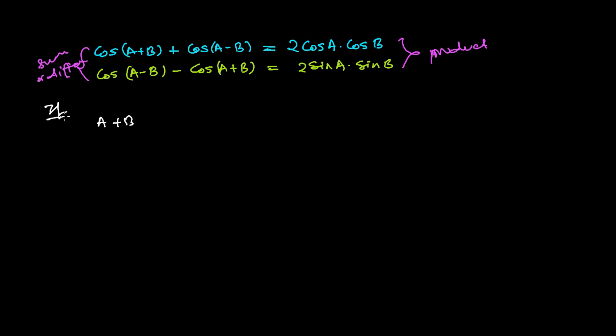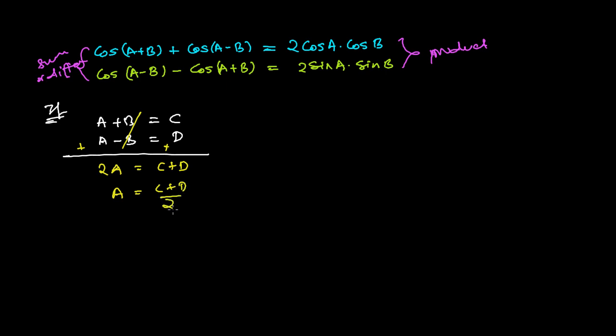This is my supposition, all right? If a plus b equals c and a minus b equals angle d, in that case, if I add both, then plus b and minus b will cancel, and I'll get twice of a equals c plus d. Therefore I can write a as c plus d divided by 2, all right?